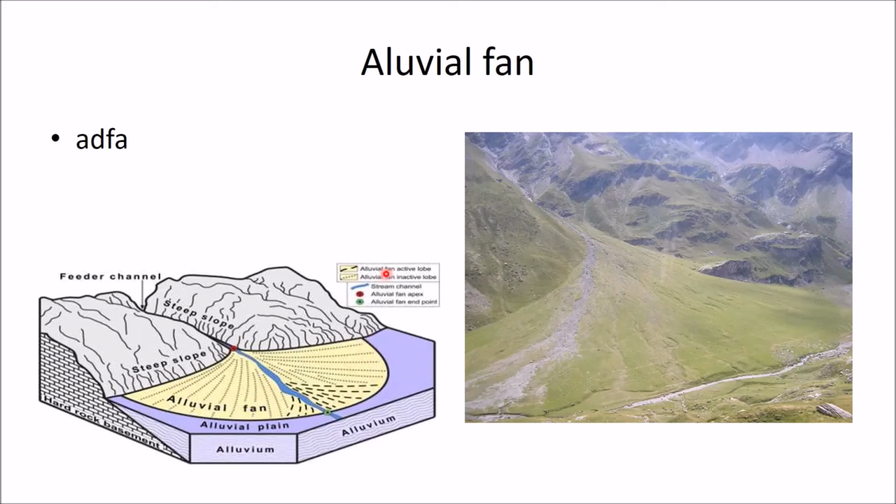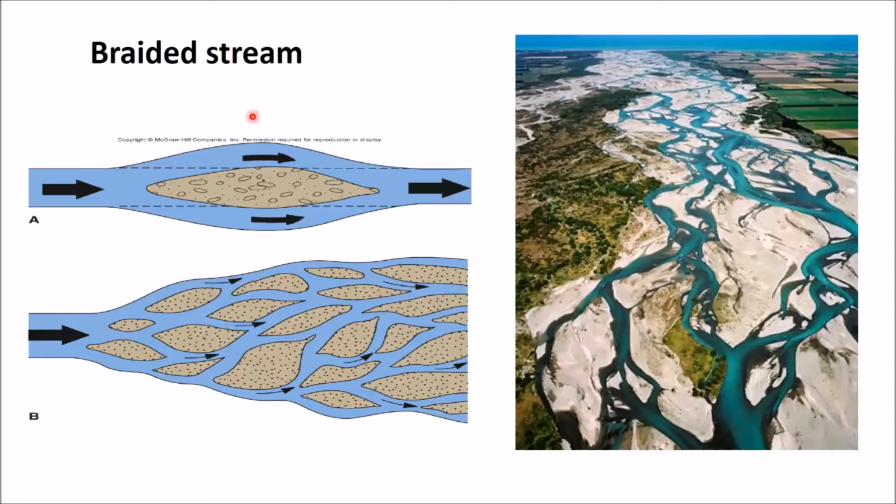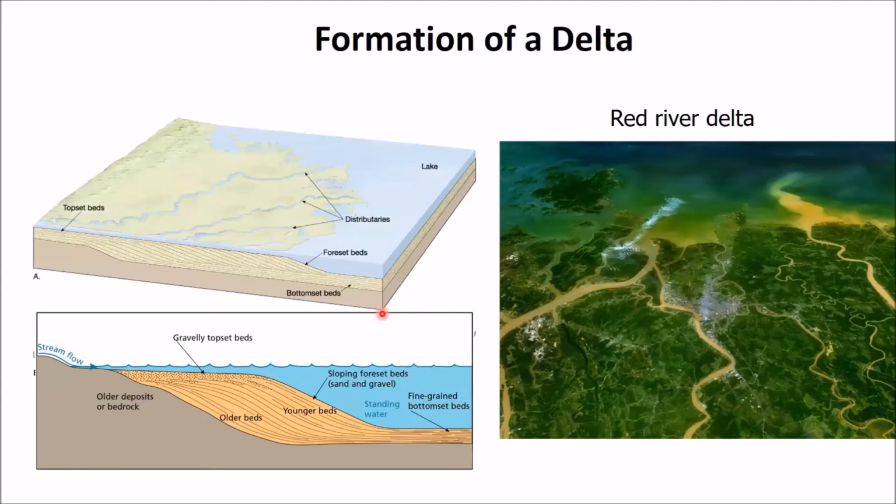And this is a real picture. Here is how a braided stream normally occurs downstream, when the water is near the sea. You can see on this picture, this is a real case. The flow is divided into different channels. This is a braided stream. We may find it in some rivers, even in Vietnam.